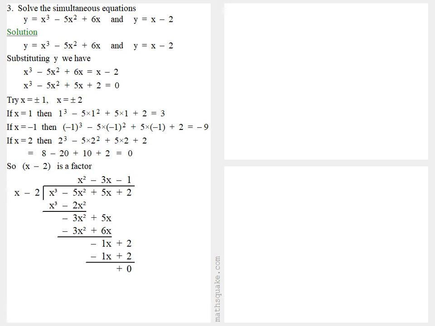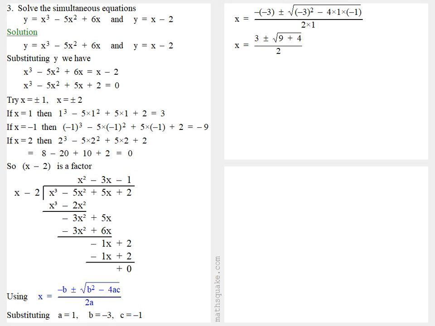So we now want to find the roots of x squared minus 3x minus 1. And we can use the quadratic formula, substituting a is equal to 1, b is minus 3, and c is minus 1. Now, that simplifies to x equals 3 plus or minus root 9 plus 4 over 2, or x equals 3 plus or minus root 13 over 2, which means x is equal to 3 plus or minus 3.60555 all over 2, or x is equal to 3.303 or minus 0.303.